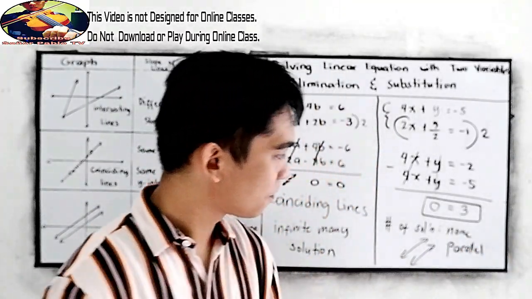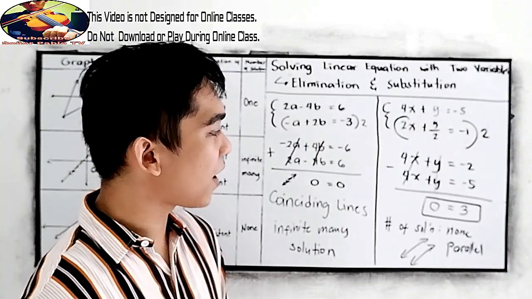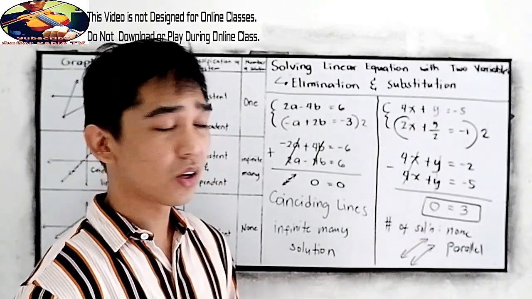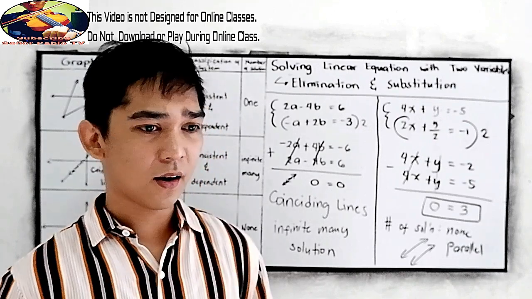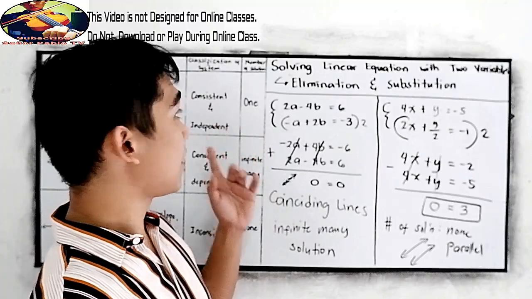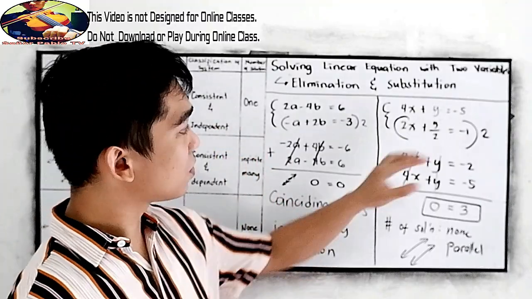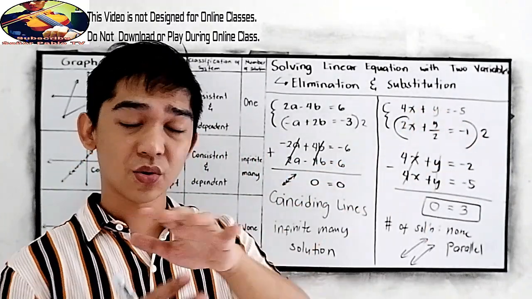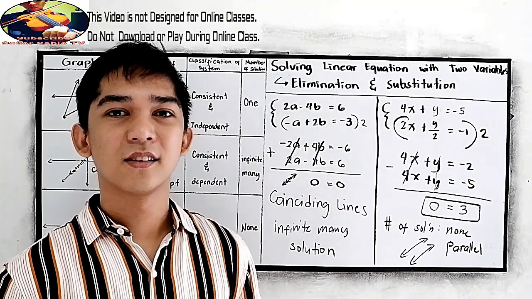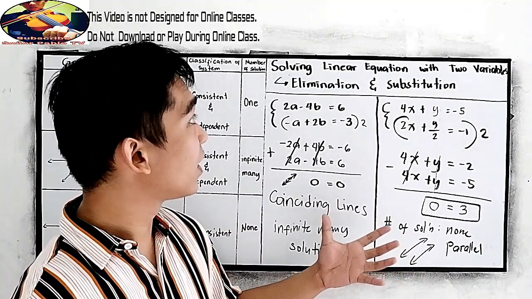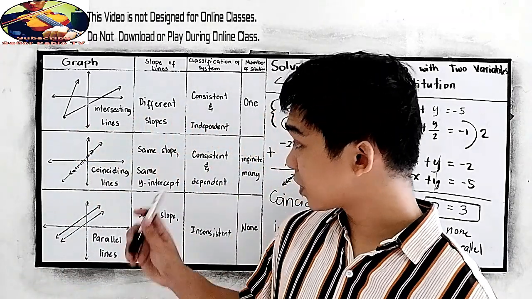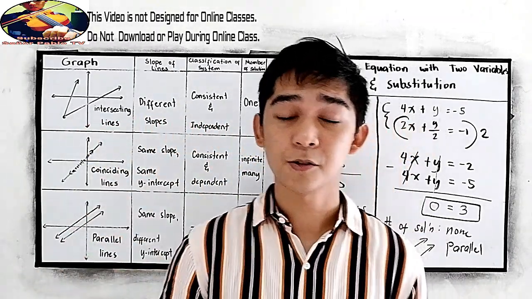Okay, so you can easily find those in solving linear equations. If your teacher asks you what is the classification of the system or the number of solutions, you just need to solve. You don't need to graph or anything like that. That's the importance of knowing how to solve linear equations with two variables. And of course, we can use this as a reference.